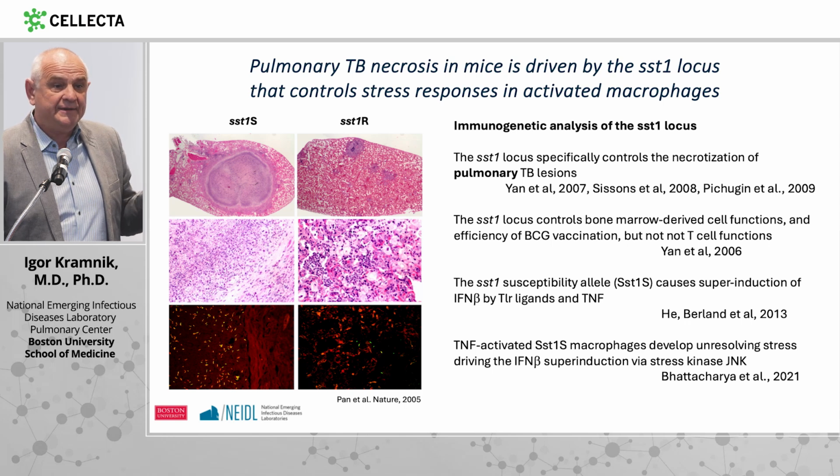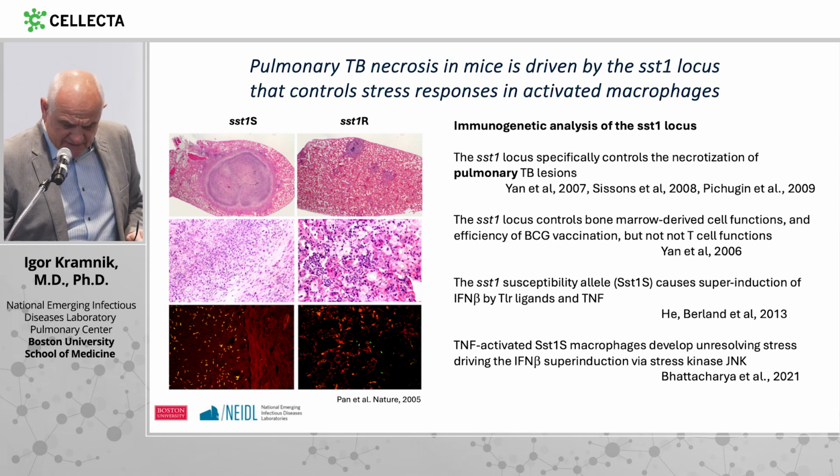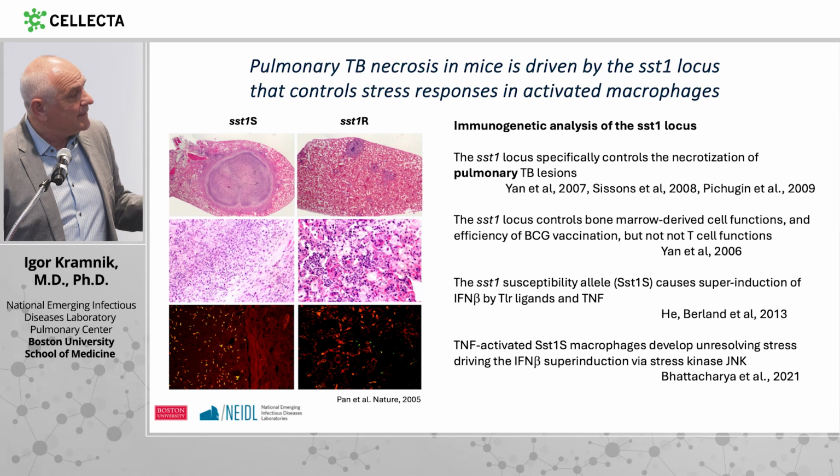lungs, and what's the mechanism that leads to formation of these necrotic lesions. So we developed a mouse model that is unique in the sense that it develops these human-like tuberculosis necrotic granulomas. Here you see bacteria and necrotic cells. And we found the genetic locus that prevents the formation of these necrotic granulomas.